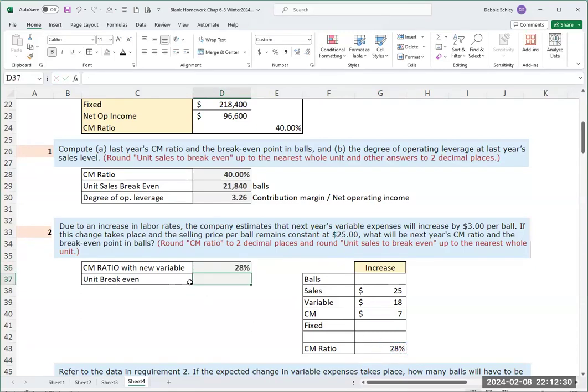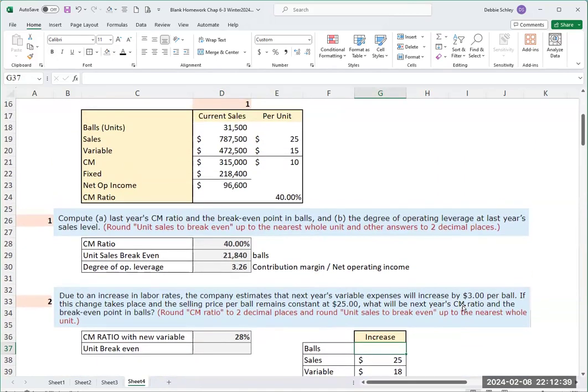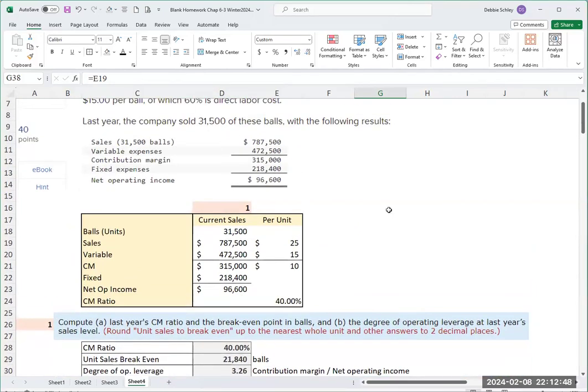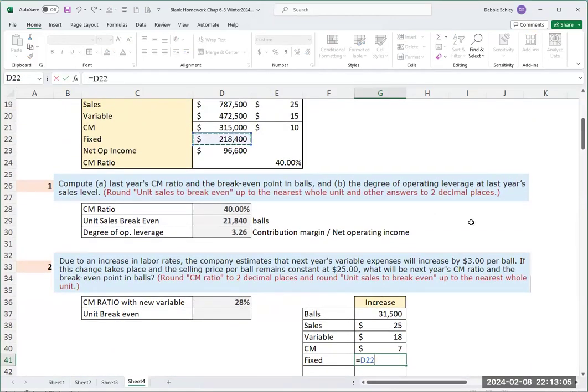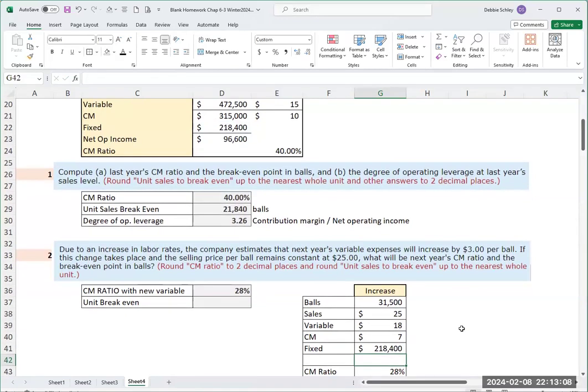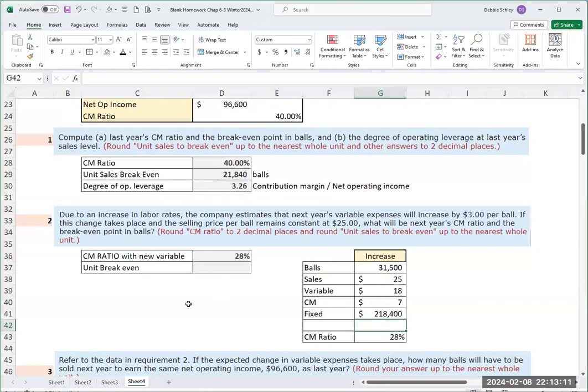Now they want the units to break even. So what was my original number of balls? 31,500. Right there. Okay. So to get the units to break even, I need, oh, what's my fixed expenses? Right there, fixed expenses. Okay, so I didn't need the balls. I don't know what I was thinking.